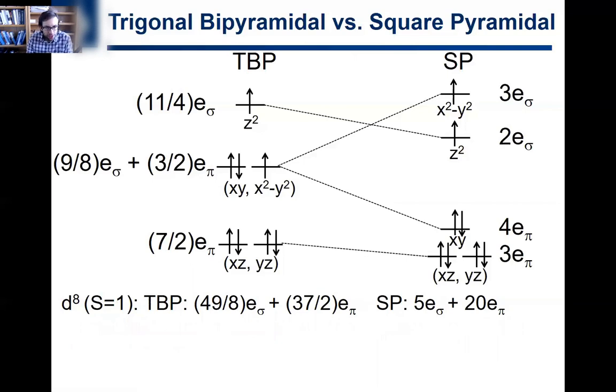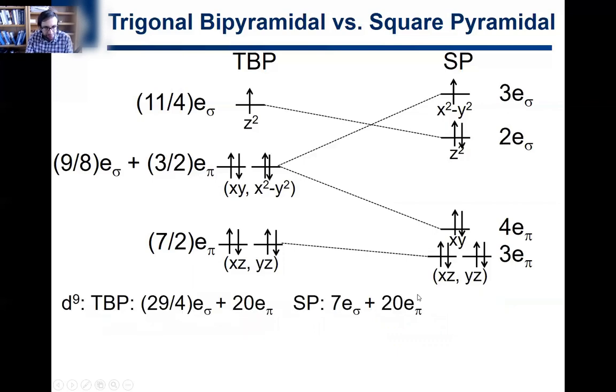We can do the triplet state here. Now you're at 5 e sigma there versus 49/8 e sigma right there. That's greater than 6, that's 6 1/8 e sigma. So you're greater than 1 e sigma difference, 1 e sigma higher on TBP. So it's not going to be TBP, it's going to be square pyramidal no matter what the ligands are. Moving on to D9.